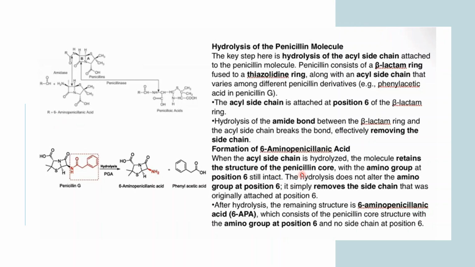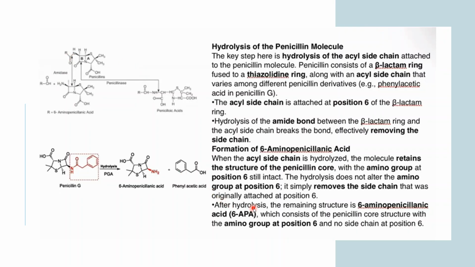So when the acyl side chain is hydrolyzed, the molecule retains the structure of penicillin core with the amino group here at the position 6 still intact. So the rest of the ring will remain the same, just the hydrolysis happens at the amide linkage, and after the hydrolysis you will end up having this aldehyde plus amine. The hydrolysis does not alter the amino group at position 6. It simply removes the side chain that was originally attached at position 6. So it doesn't remove this amino group at the C6 position, only this amide linkage will get hydrolyzed.